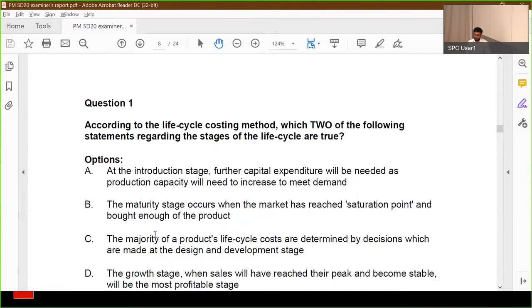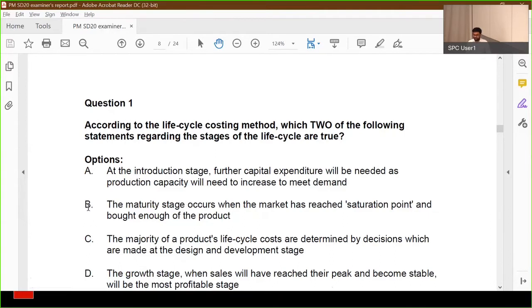The growth stage, when sales will have reached their peak, it becomes stable, will be the most profitable stage. So the growth stage is the stage they are saying when sales have reached their peak. No, it's not the stage where sales have reached the peak. Growth means that still you can sell more units. So how could it be the peak stage of the product life cycle? This is again a quite straightforward statement which cannot be true. So if I'm saying that A and C are correct, then obviously B should be wrong.